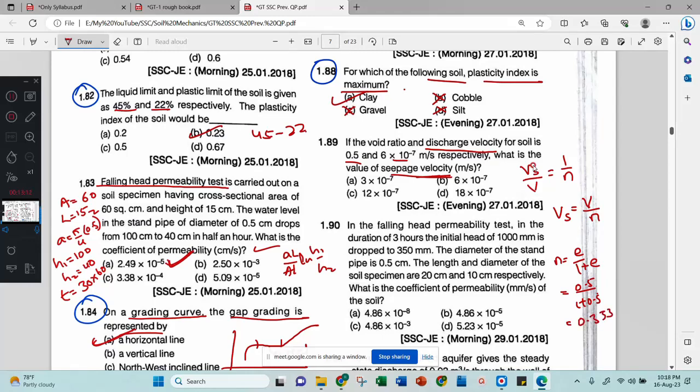So v is 6 into 10 raised to minus 7 divided by 0.33. 0.33 means 1 by 3, so 3 will go to the top. 6 into 3 is 18. Therefore, D is the correct answer.